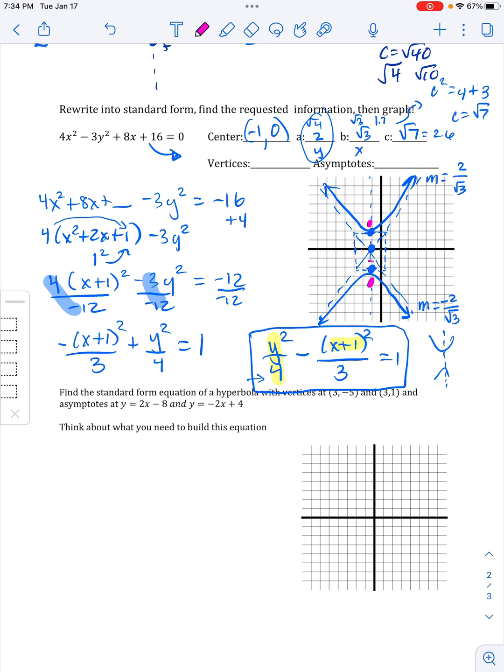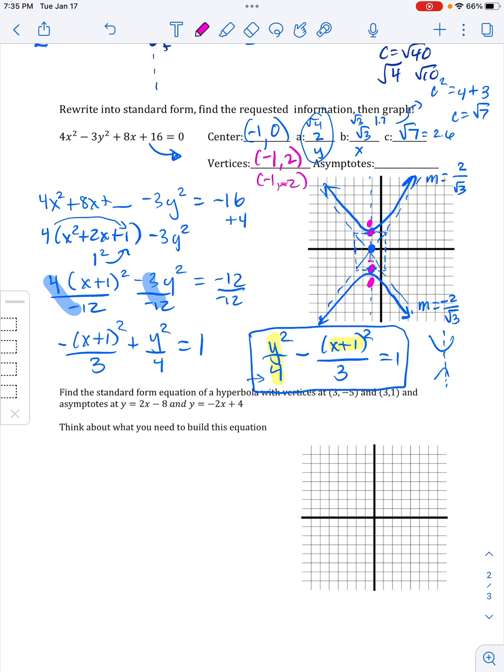All right, so my vertices are just those 2 points that I drew. So I can go from the center up 2. So that would be at -1, 2. And then the other one is right here, which is at -1, -2. So, I mean, just use counting, use your brain more than you're trying to use formulas or memorizing, because that just never works. All right.